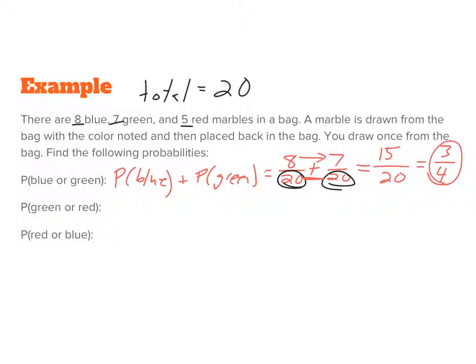For the next one, the probability of green or red, we take the probability of green plus the probability of red.